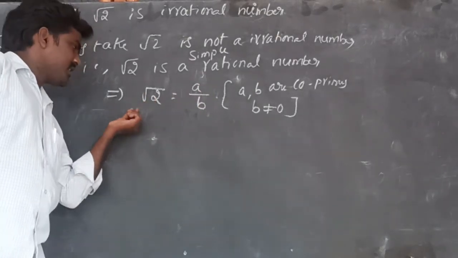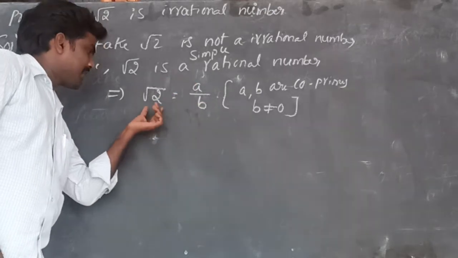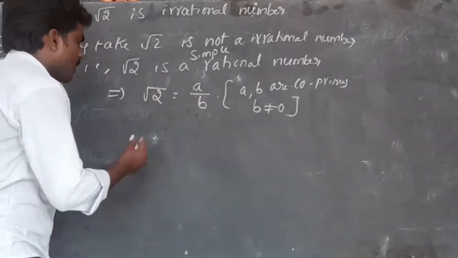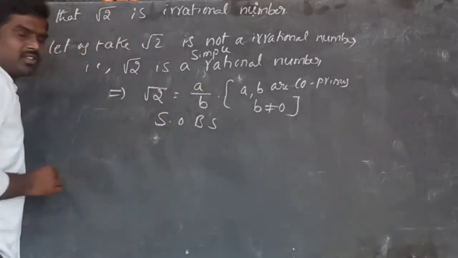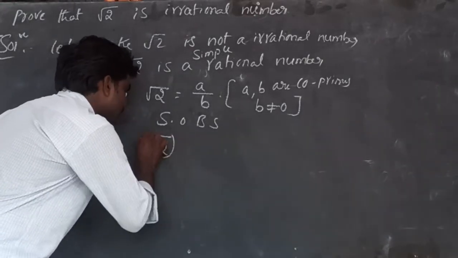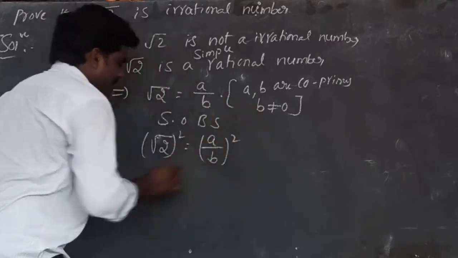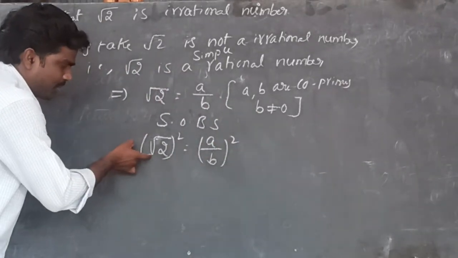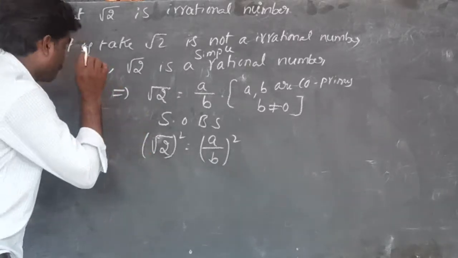Okay, here the left side is a square root, the right side is a by b. Okay, we can cancel the square root. How can we do that? Square on both sides. That is, root 2 whole square is equal to a by b whole square. Okay, square root. Square root means what? Its exponent form is how much? 1 by 2.